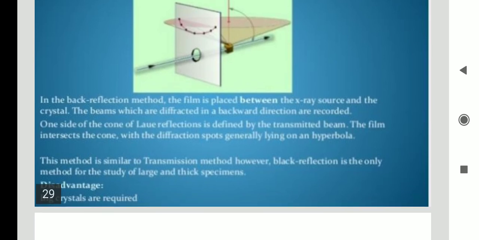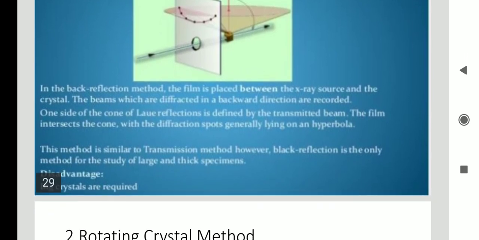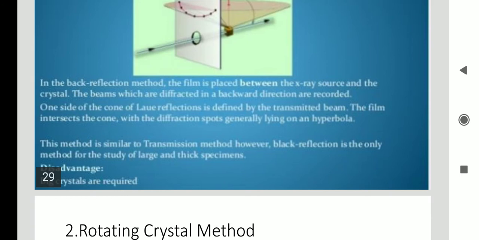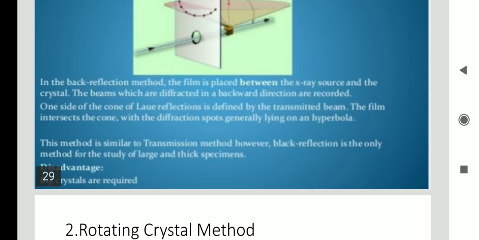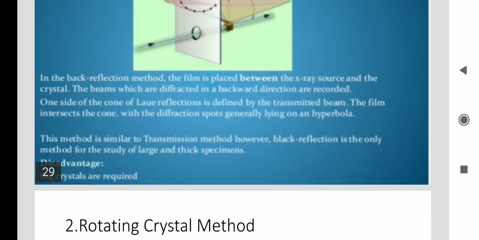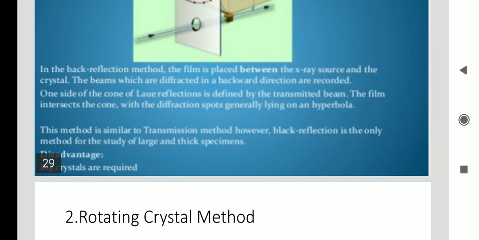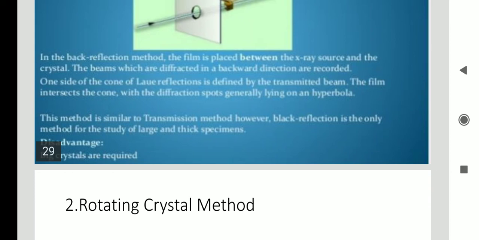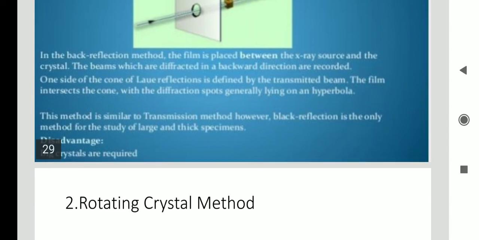In the back reflection method, the film is placed between the X-ray source and the crystal. The beams which are diffracted in the backward direction are recorded. One side of the cone of Laue reflections is defined by the transmitted beam. The film intersects the cone with the diffraction spots generally lying on a hyperbola. This is a hyperbola. This method is similar to the transmission method. However, back reflection is the only method for the study of large and thick specimens. It is for large and thick specimens. It is not valid for big crystals.